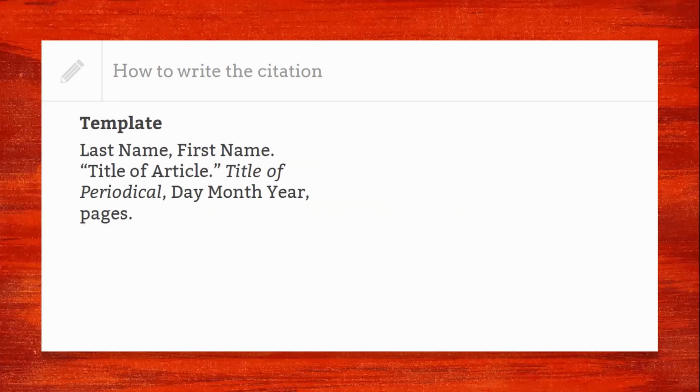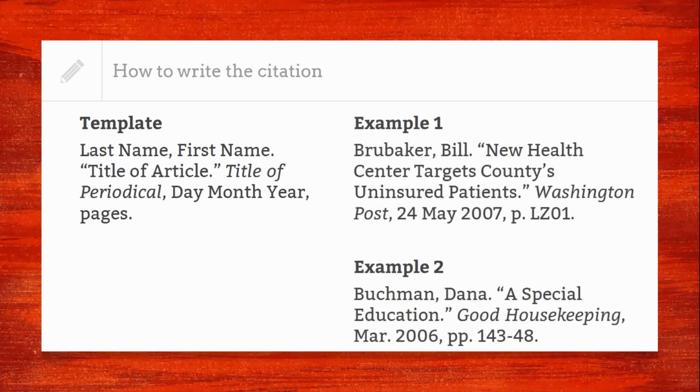When writing a citation for a periodical, you're going to follow this template. You're going to have last name, comma, first name, period. Then you're going to have the title of the article in quotation marks, followed by the title of the periodical, so the newspaper or magazine name in italics, followed by the date it was published in the format of the numerical day, the month, and the numerical year, a comma, and then you're also going to have the pages. If this is an electronic article, you will not need to have the pages, and you can instead put the URL there.